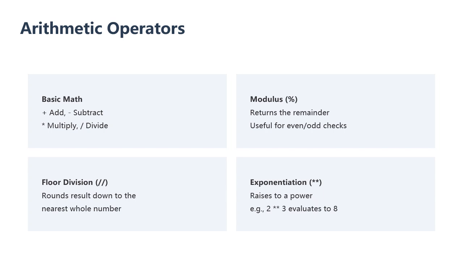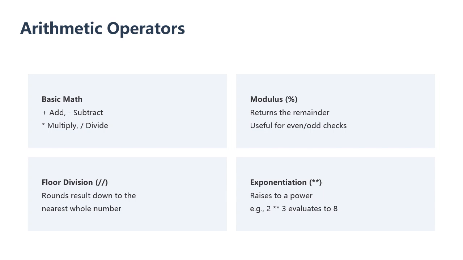The modulus operator, represented by the percent symbol, is one of the most useful tools for logic. Instead of the result of the division, it gives you the remainder. We often use this to determine if a number is even or odd by checking if the remainder is 0 when divided by 2. Finally, we have exponentiation.